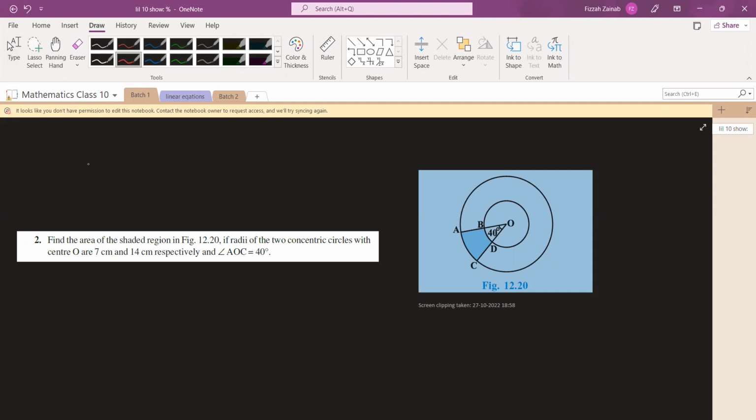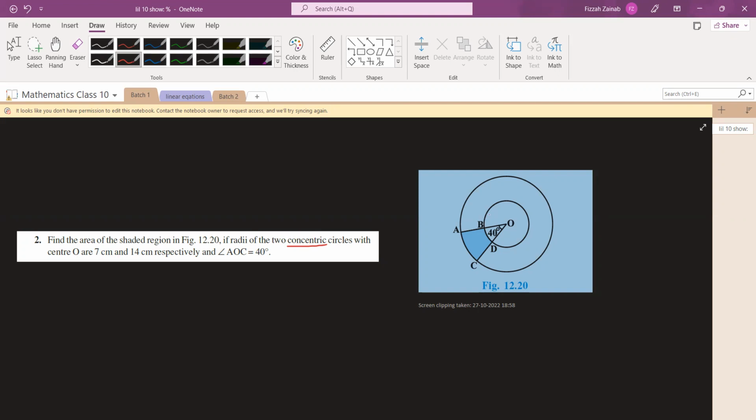Right, now next question. Find the area of the shaded region in the figure. Can you see the shaded region? Which is ABCD, right? If radii of two concentric circles, concentric means both of them are having the same center, correct? That means O is the center of both the circles. So they are concentric. The radii of two concentric circles with center O are 7 centimeter and 14 centimeter.